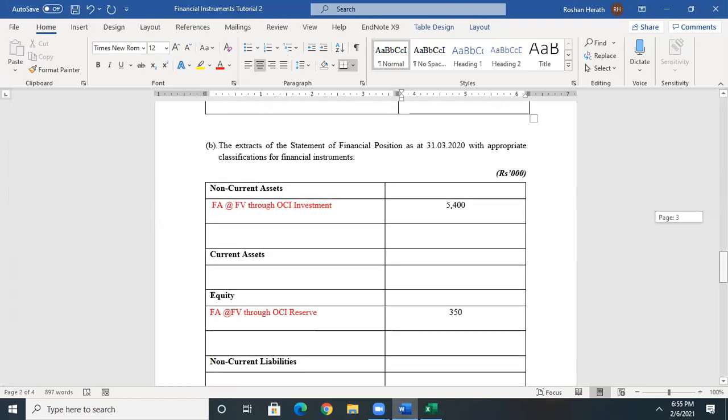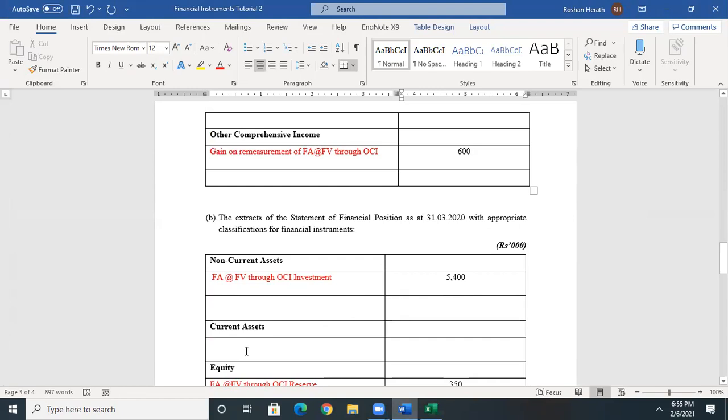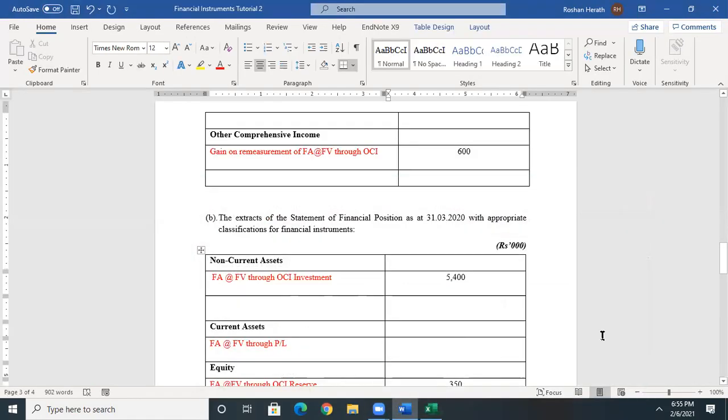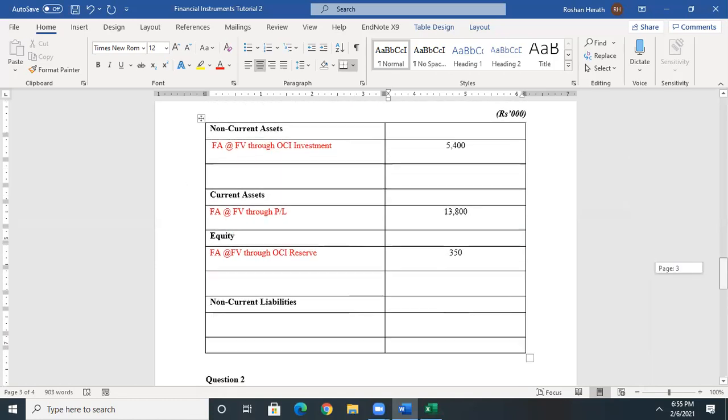Then finally the asset you have, that is financial asset. It must be shown under the current asset, right? Financial asset at fair value through profit or loss, and there the remeasurement, 13,800. Okay, so we have taken them as well.